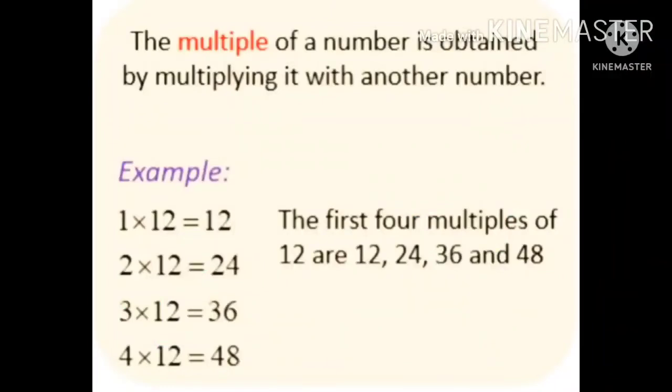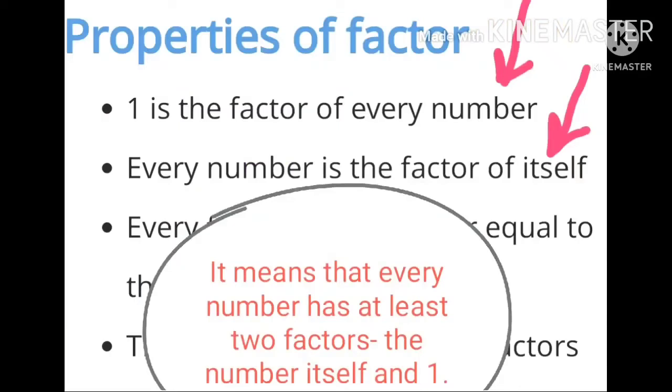Okay. And again, what is a multiple? The multiple of a number is obtained by multiplying it with another number. For example, 12 into 1 is 12, 12 into 2 is 24, 12 into 3 is 36, 12 into 4 is 48. So all the first 4 multiples of 12 are 12, 24, 36 and 48. Is it clear?